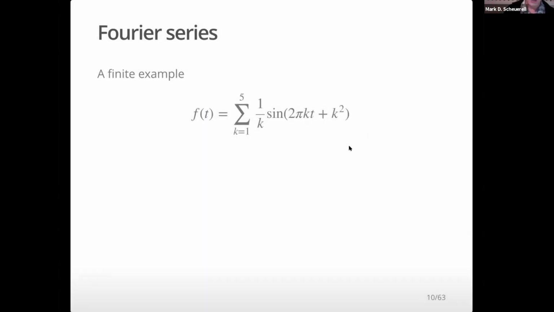Okay, so in a finite example now, let's consider one of these. So here's a case where I've set capital K to 5. And we're going to look at 5 different sine waves where the amplitude is 1 over k. So the first time it'll be 1, then a half, a third, a fourth, a fifth. And the frequency here is going to change with k. So as k goes up, the frequency is going to go up. And we're going to phase shift this by k squared.